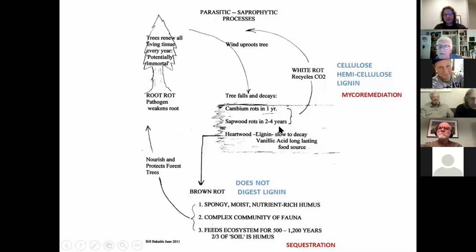As far as sequestration of carbon, storing it someplace safely so it doesn't get into the environment and cause global warming, brown rot fungi are very good for that because they put it back in the humus. Not only does the living tree store carbon, but when it falls, brown rot fungi will hold most of it in the soil for a long time. So we talk about sequestration there and also mycoremediation.